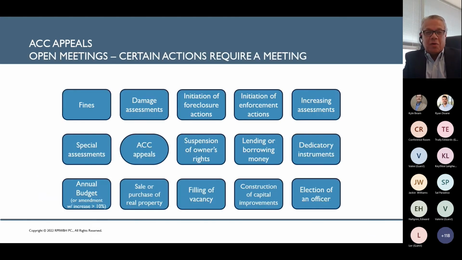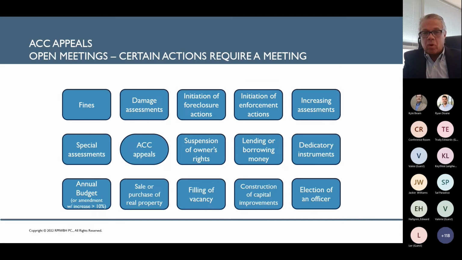In kind of an odd quirk in the law, the Property Code says that the appeal of an ACC denial has to be held in the open session of a properly noticed meeting. That's typically something you wouldn't think would be in the open session; you'd think it would be part of a private hearing or in the executive session. But on this slide, if you're a board member or a property manager, this is something you should definitely take away from this. If you take away one thing, it's that the 15 items listed here are all decisions that have to be made in the open session of a properly noticed board meeting. And you'll see that ACC appeals is on this list.